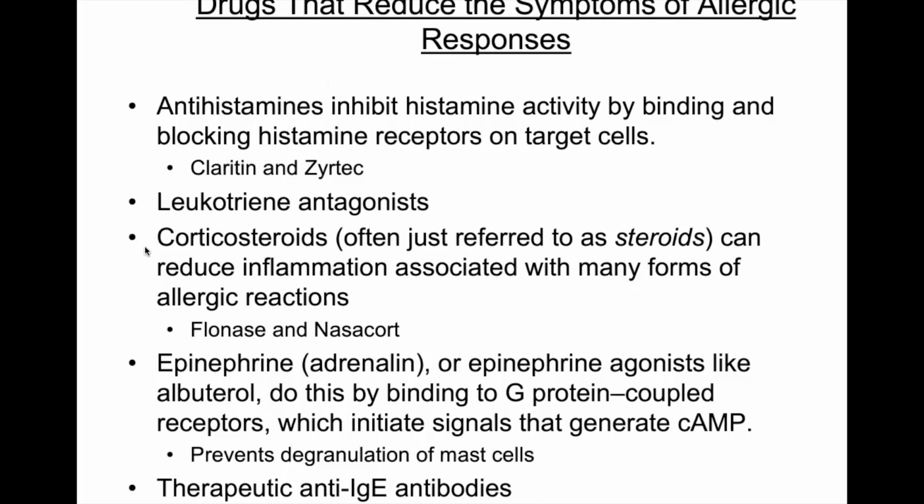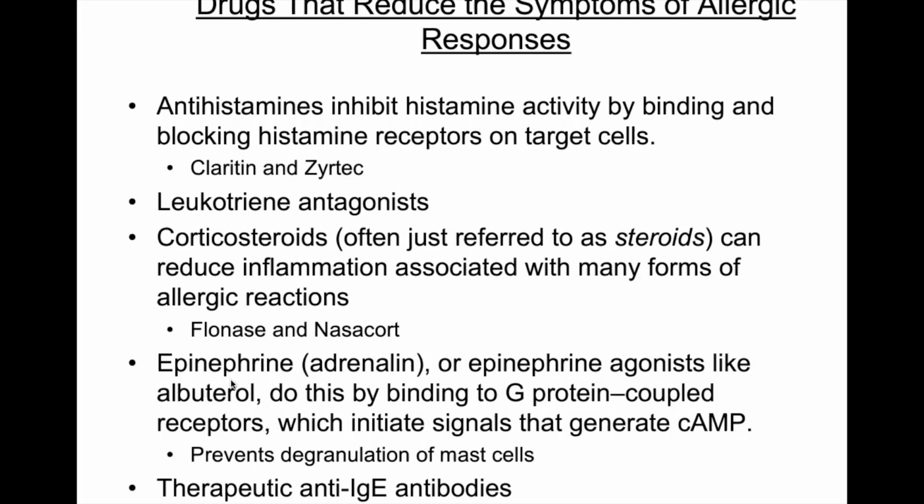Another strategy is using corticosteroids, also just referred to as steroids. This is meant to reduce the inflammation, so some of the bystander damage that can be done due to the inflammation of allergic reactions, and also the activation of additional immune cells. So Flonase and Nasacort are corticosteroids.